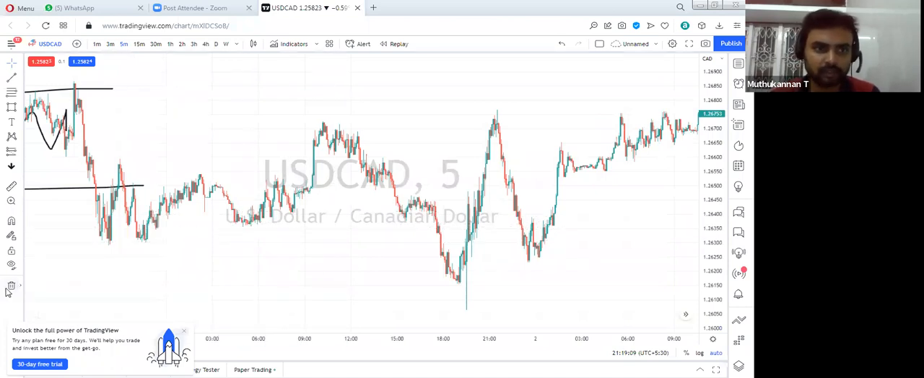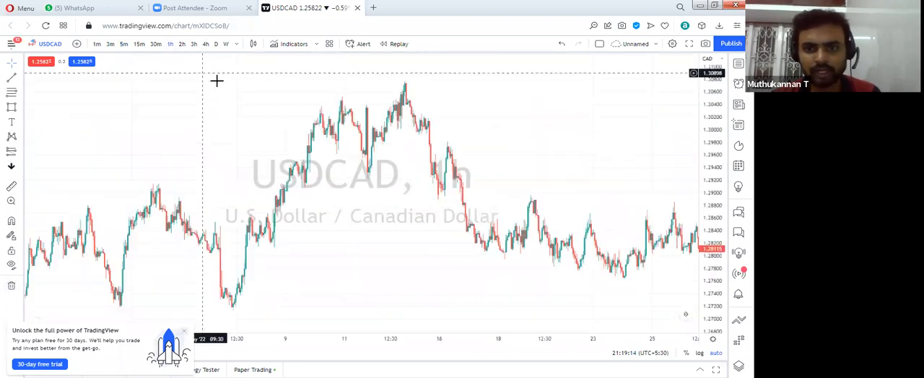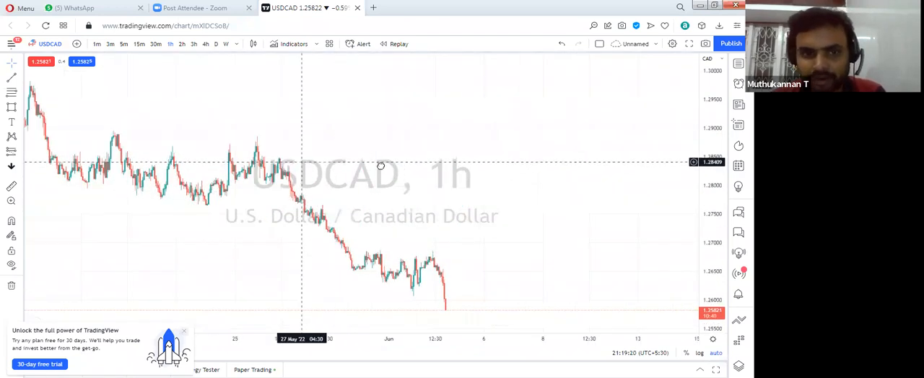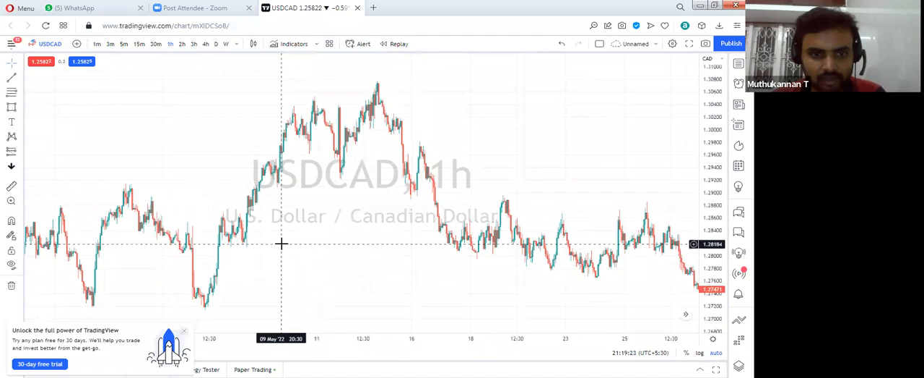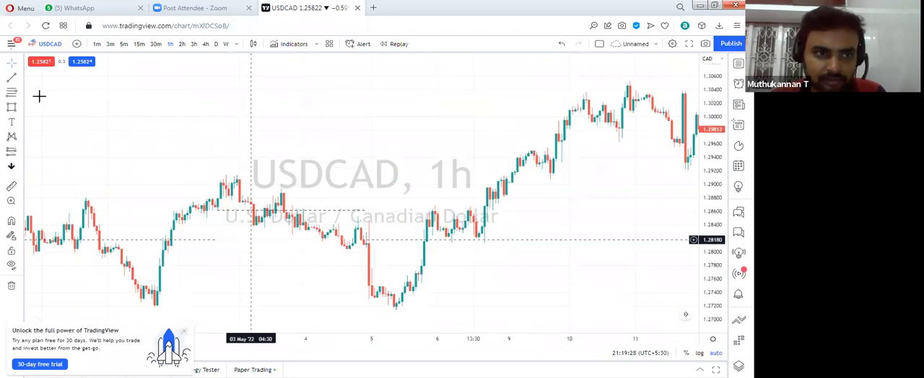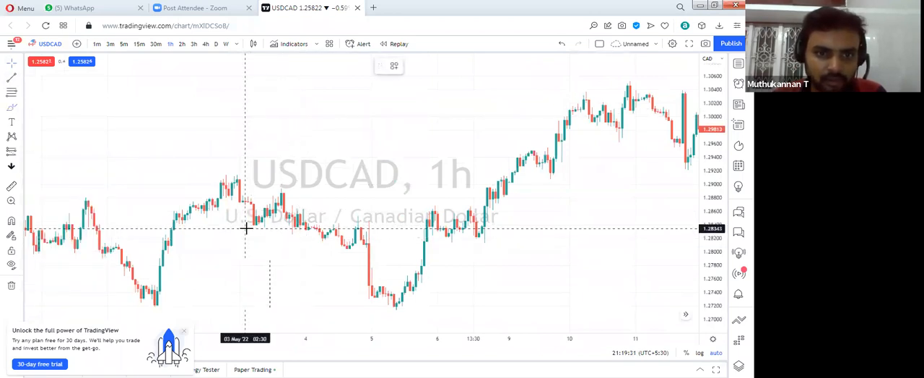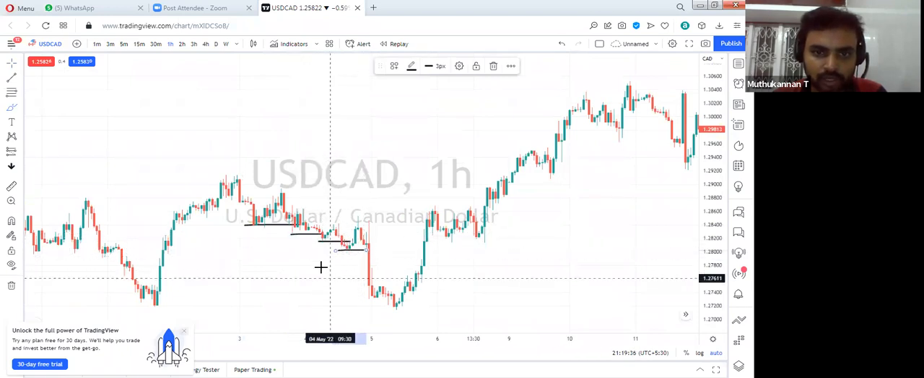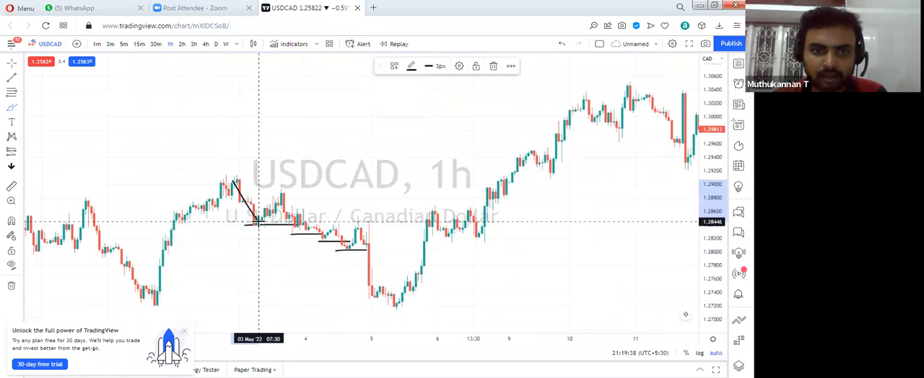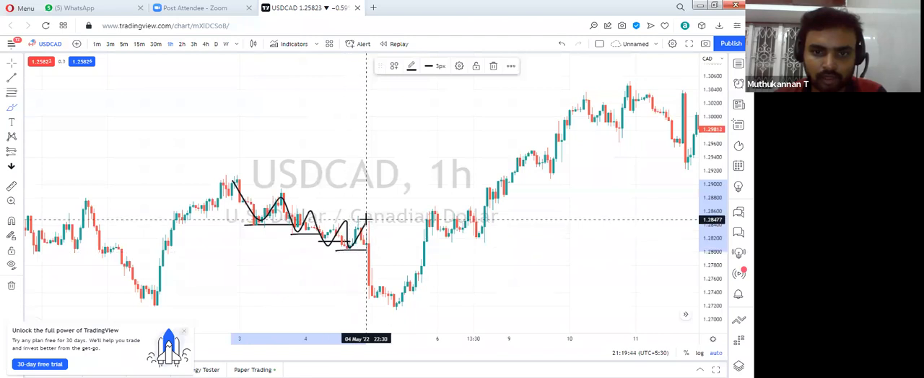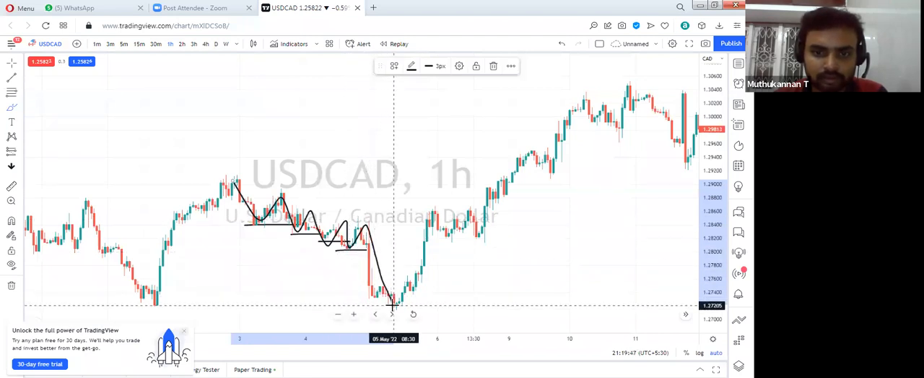So USD CAD I have taken. Let's go to the 1 hour time frame. I told you guys about higher highs, higher lows, and bias, right? We'll be finding the bias. Now, everyone agree with me here? It's a bearish trend, right? Lows broken, lows broken, lows broken, lows broken. From this area, lower low, lower high, lower low, lower high, lower low, lower high, lower low, lower high, lower low, right?